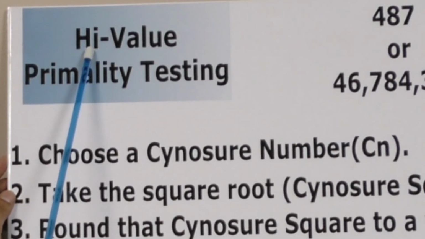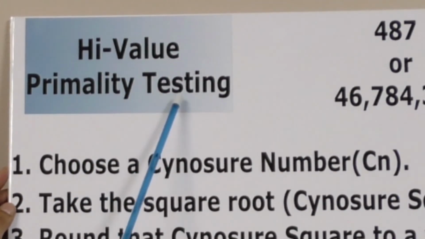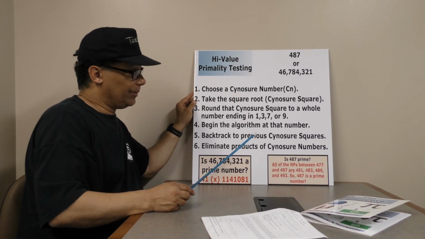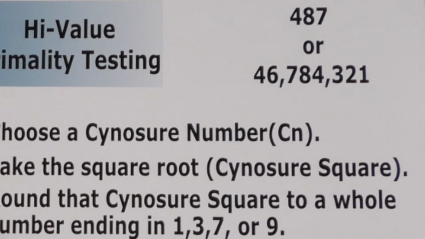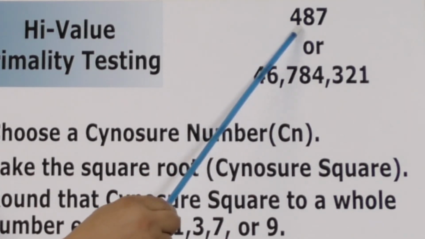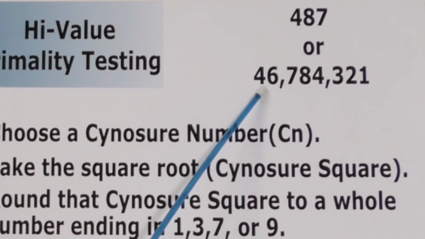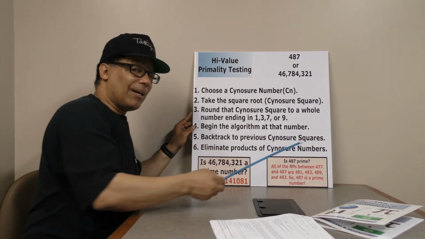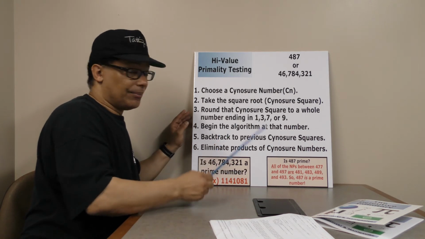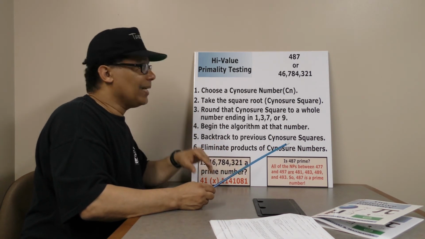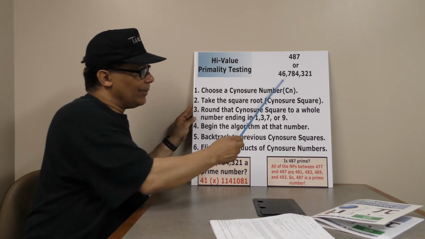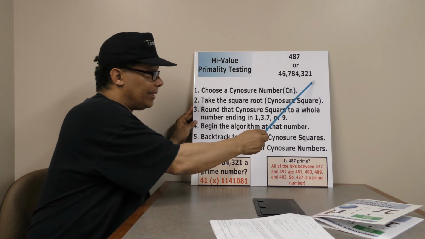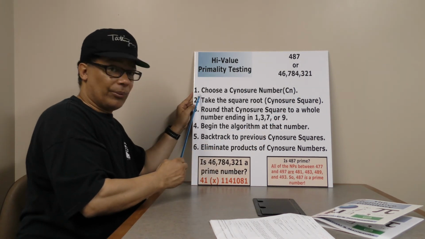Here is our high-value primality testing. You can use the process proof or the retrorsum proof. Here we have chosen the numbers 487 and 46,784,321. Obviously, you can choose cynosure numbers much larger than this, but just for a quick example, we're going to focus our attention on 46,784,321. Okay, what do we do?